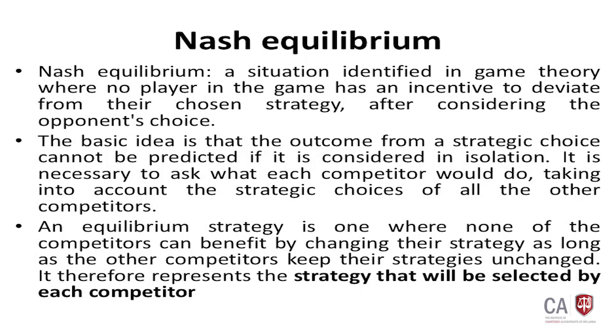Right, what is that? An equilibrium strategy is one where none of the competitors can benefit. At this particular point, if one tries to deviate from their strategy, then no one will get a benefit. Therefore, it's better to keep the existing strategy. I will take one more example to illustrate this matter, Nash equilibrium.